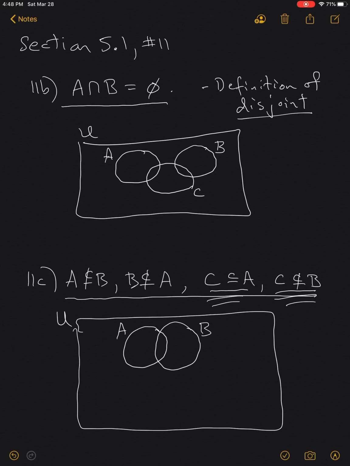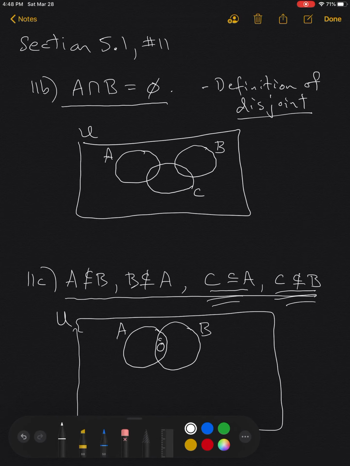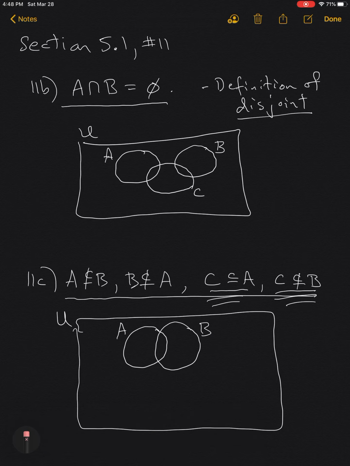So for example, this would be a wrong thing to do to make that our set C, because that's now sitting inside of A, but it's also sitting inside of B. So get rid of that. We want to see maybe something like this. So that C is completely inside the set A, but it's not completely inside B. Doesn't mean it can't overlap with B, but it's just not completely inside of B.